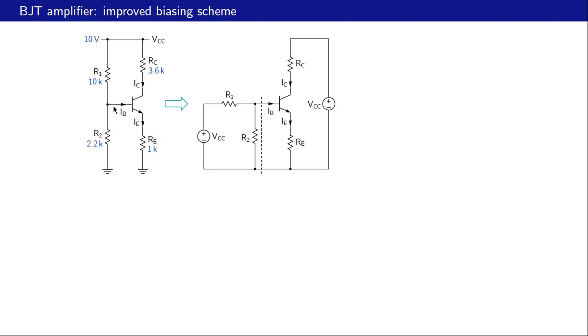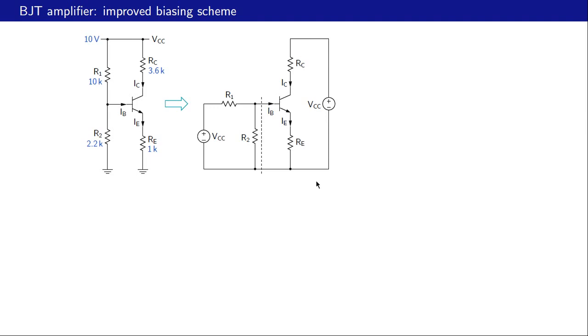From the base, we have R1 going to VCC. This node is the common node or ground shown here. From the collector, we have RC going to VCC. Same thing here, collector, RC, and then VCC. So these two circuits are actually the same.